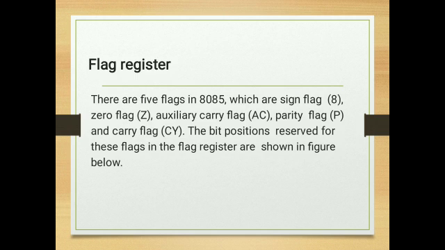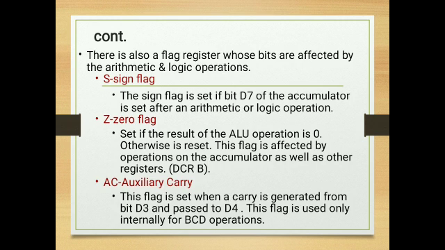Flag register. There are 5 flags in the 8085 microprocessor, which are the sign flag, zero flag, auxiliary carry flag, parity flag and carry flag. The bit positions reserved for these flags in the flag register are shown in the figure. The flag register is an 8-bit register. It is used to provide information about the result of an arithmetic or logical operation. There are various types of flags.